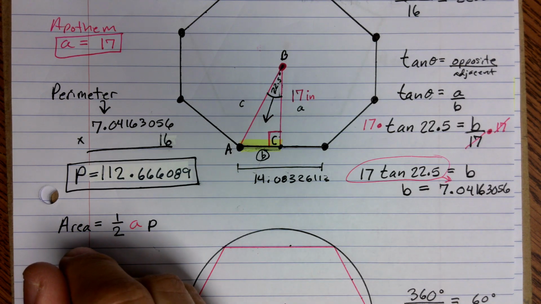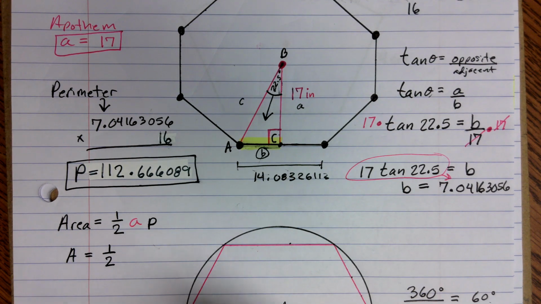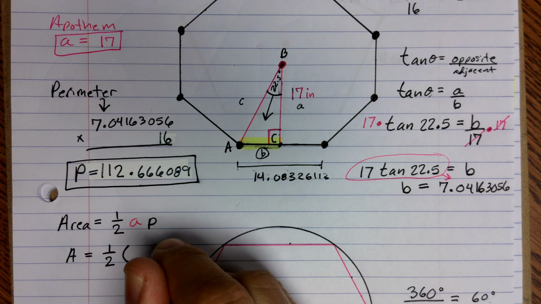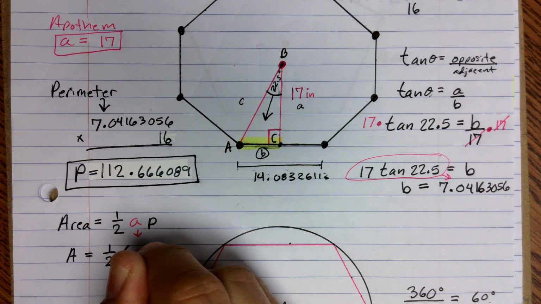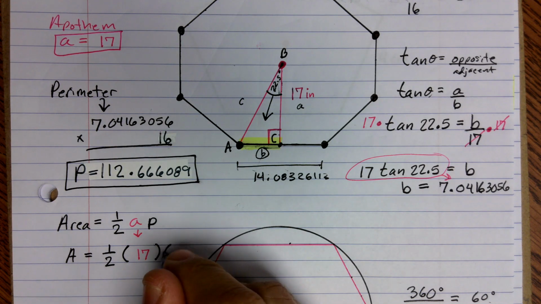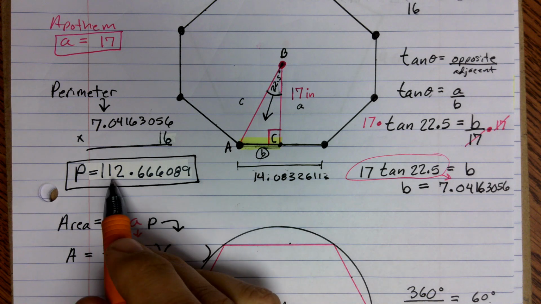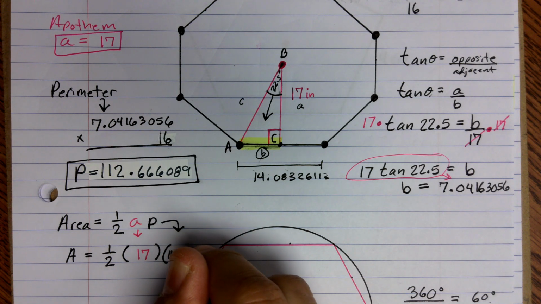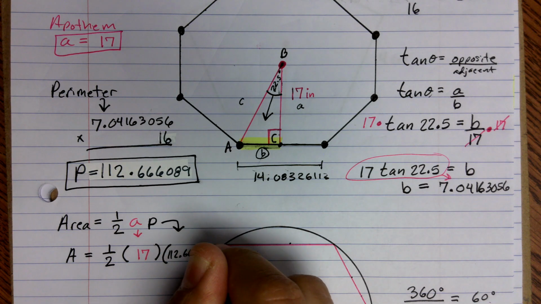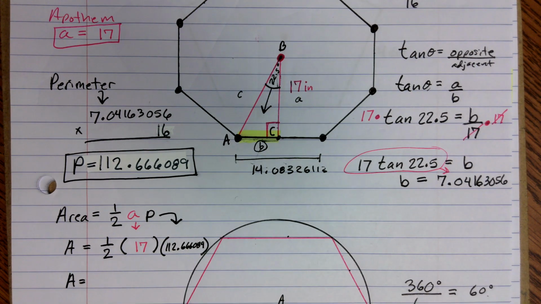So let's go ahead and put in our values. So A is equal to 1/2. And then for the apothem, I'm just going to put a set of parentheses. And the apothem is 17. So for that, I'm just going to put 17 in there. And the perimeter is equal to this number right here. So I'm going to go ahead and write 112.666089. And then our calculator will do all the work. And we'll get our final answer and we'll round it.